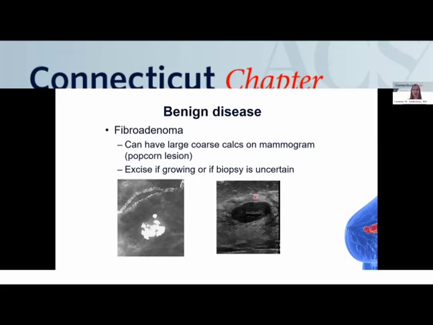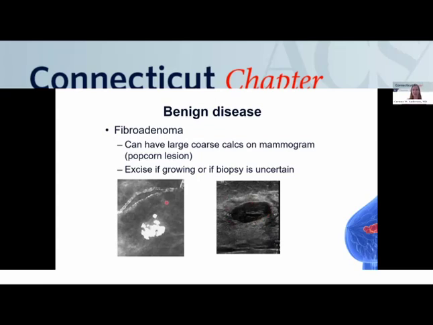Moving on to a fibroadenoma. On ultrasound, you will see these as a circumscribed lesion that is usually parallel to the skin, meaning it's wider than it is tall. Usually circumscribed, it can be macrolobulated. Sometimes you see this kind of thin echogenic rim called a pseudocapsule.